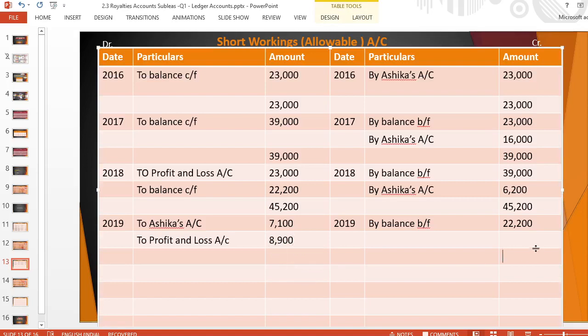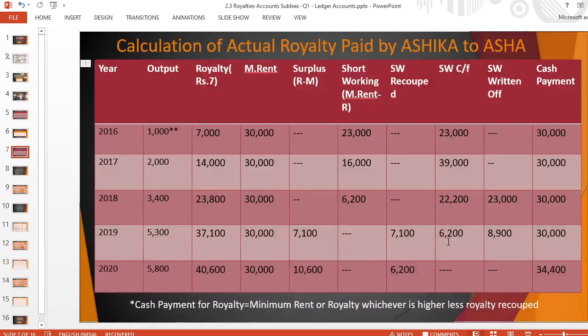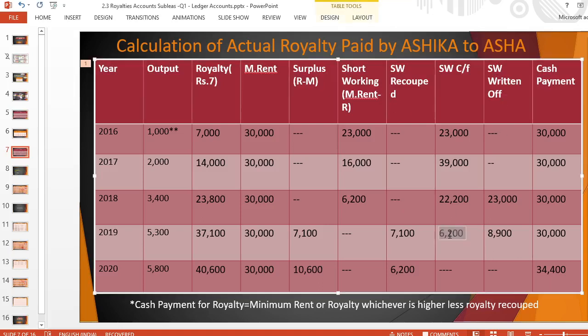So total 22,200. Out of this, 7,100 rupees recouped and the remaining balance written off. One more entry I think I'll check here. 22,200 is the total short working. Out of it, 7,100 recouped and 8,900 written off. So the remaining balance of 6,200 is carried forward.